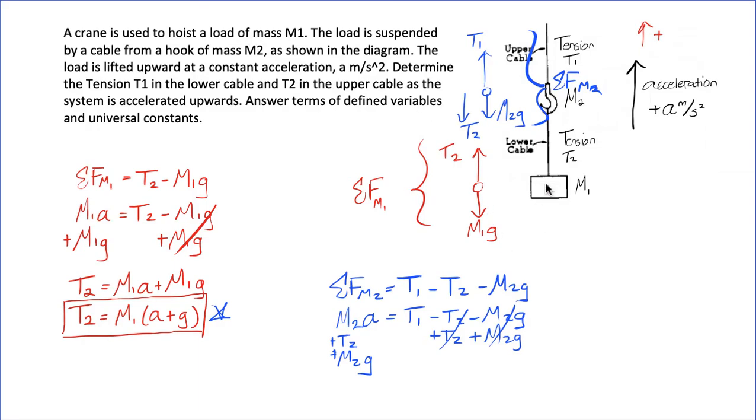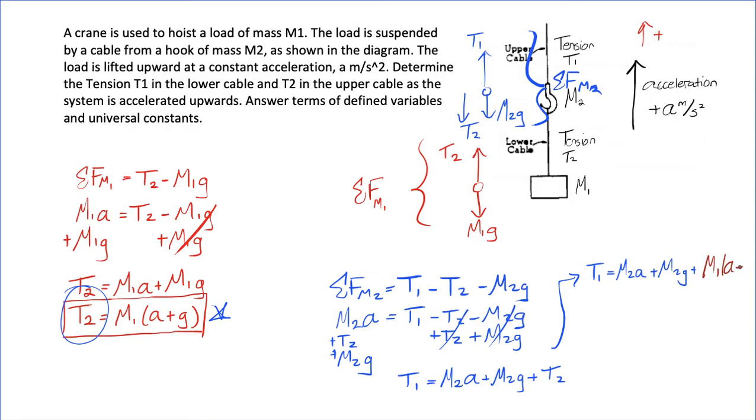Cancel, cancel. So, from here, we're going to report that T1 is equal to M2A plus M2G plus T2. Okay, but remember, T2 is something we know. Let's get more specific. T1 is equal to M2A plus M2G plus T2, which is M1 times (A plus G). We said that was M1 times (A plus G), just about out of space, but I think we're okay.